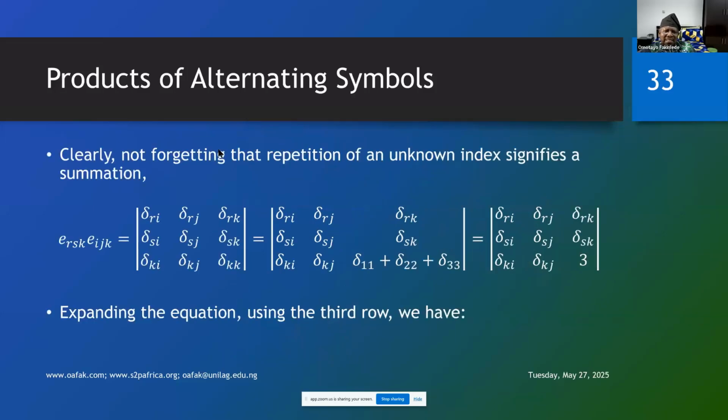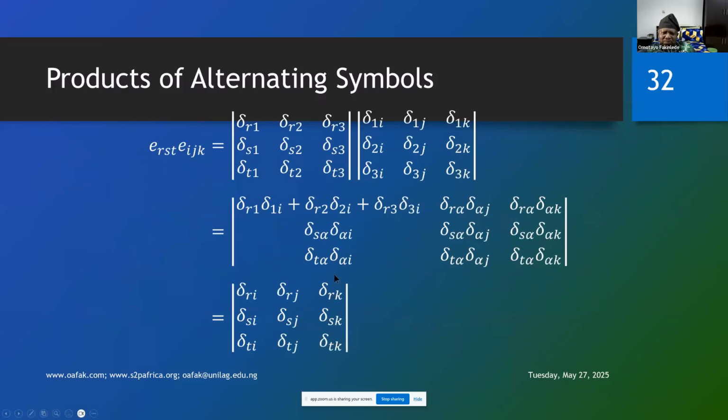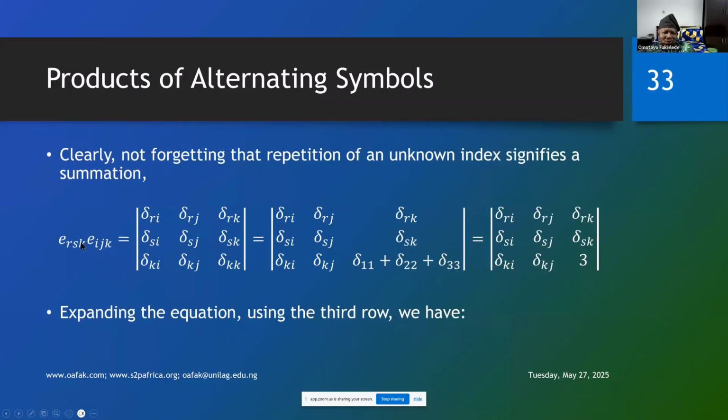Clearly, not forgetting that repetition of an index signifies a summation, we can write that ERSK, that is EIJK, is what we have here. What we have done here is that we have taken the previous expression. Instead of having ERST, we said ERSK. So we changed it. If we change the T here to K, we must change every occurrence of T in the expression to K. So that's what we have done in this expression here. Everywhere T occurs, we make it K. So here, instead of T here is K, instead of T here is K, instead of T here is K.